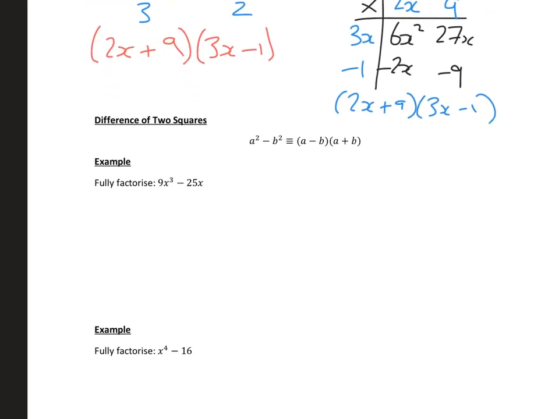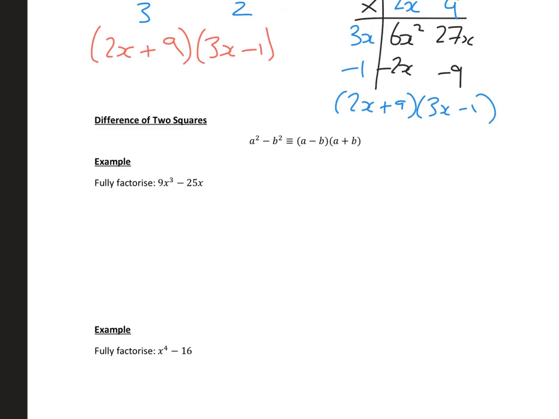The main kind of factorizing you'll do with A level is difference of two squares. So a squared minus b squared is the same thing as a minus b, a plus b. So if you ever see a minus in between two things, be a bit suspicious. Think difference of two squares.